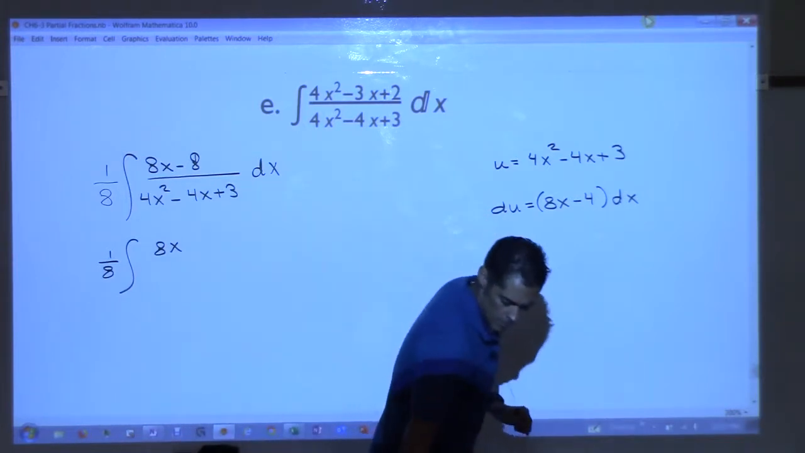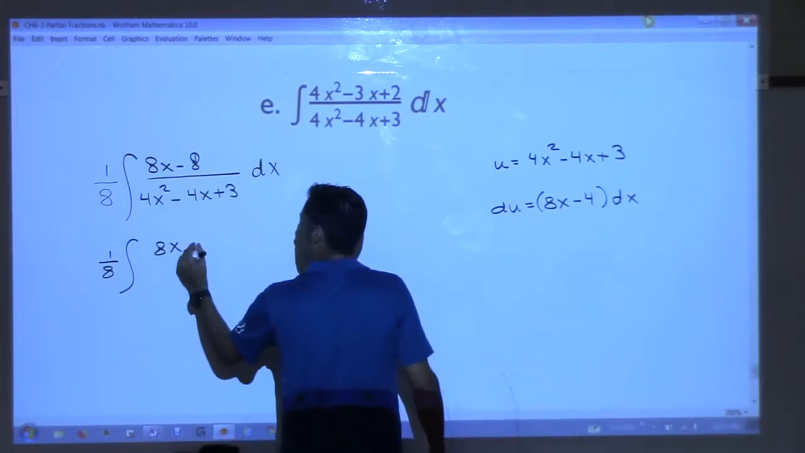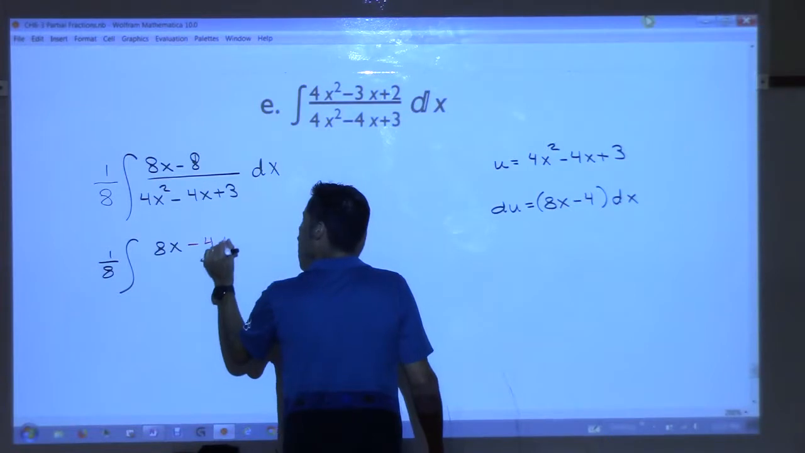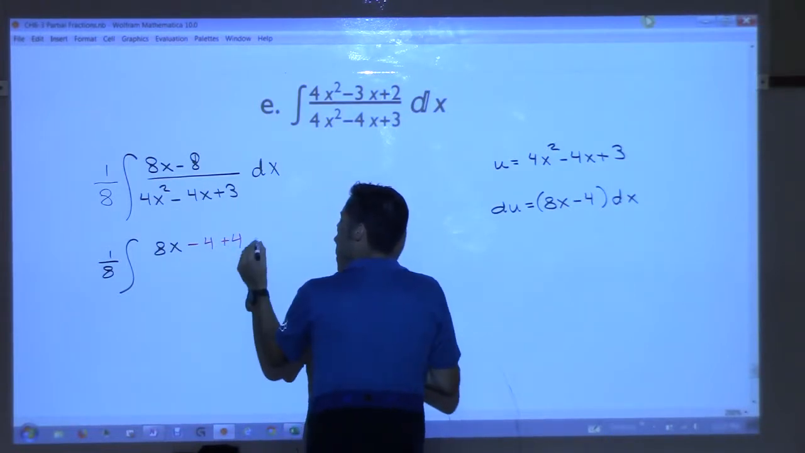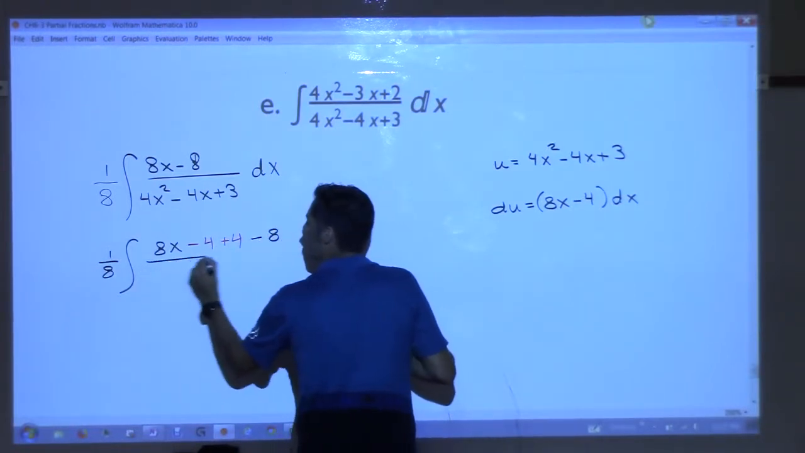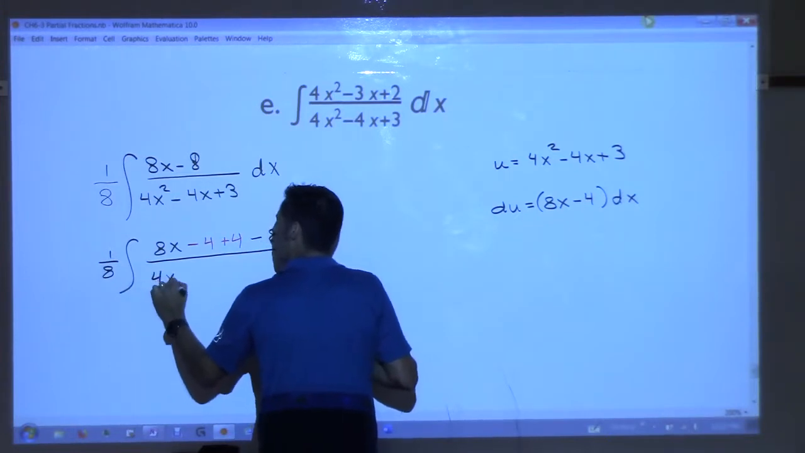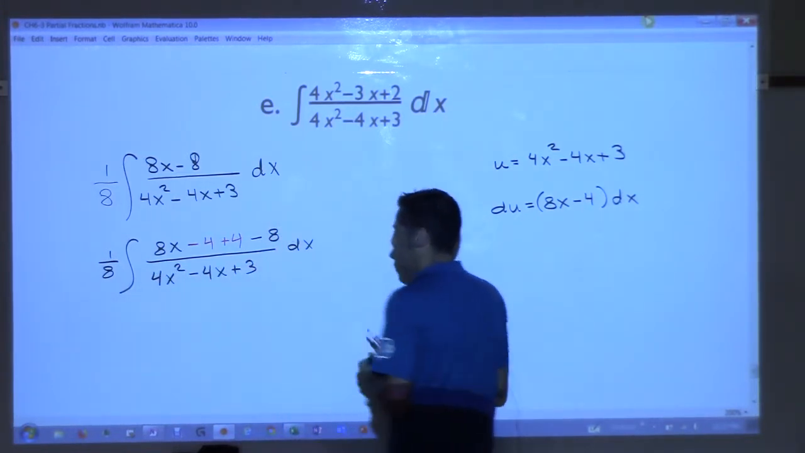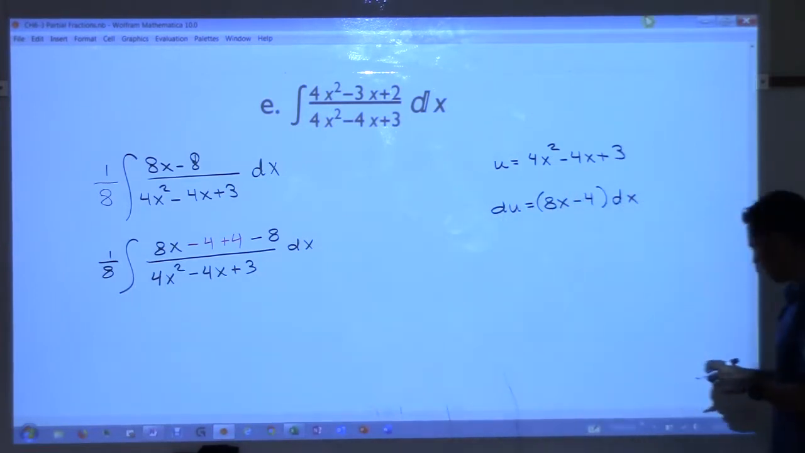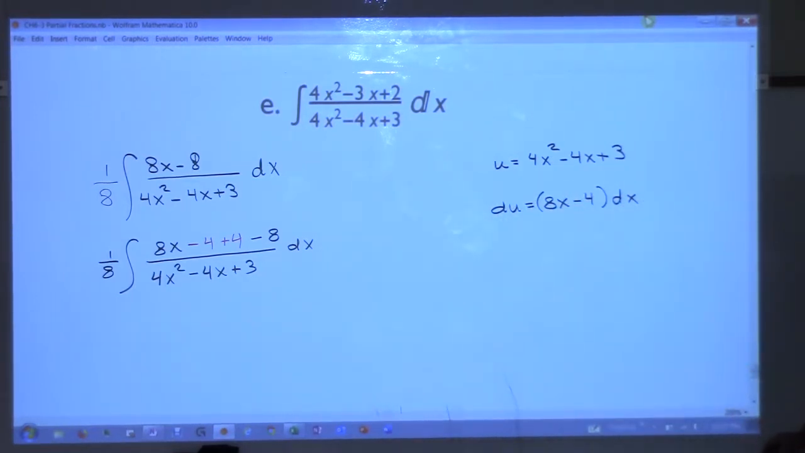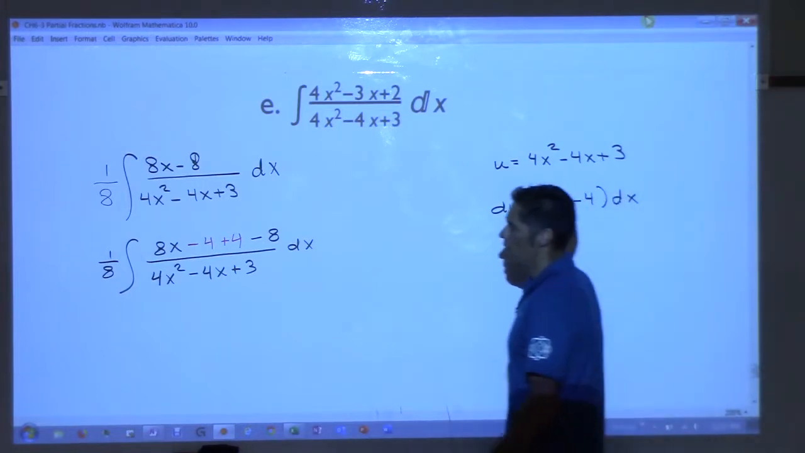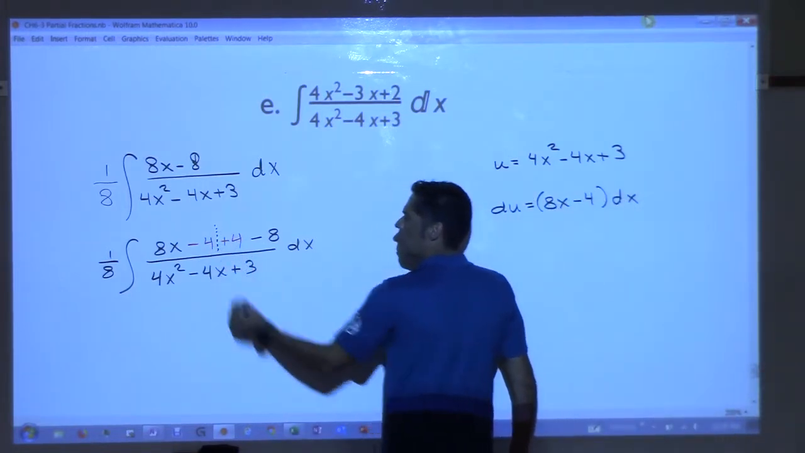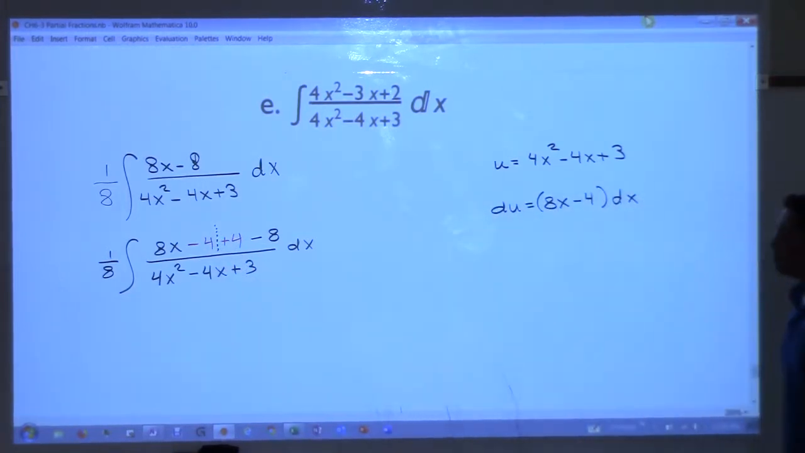Didn't you do a use of? I haven't done it yet. Oh, I'm sorry. Minus 4 plus 4, but then I already had minus 8 up there, all over 4x squared minus 4x plus 3 dx. And I'm going to split it right there, right? Because the 8x minus 4 on the top is going to match up my u substitution perfectly.